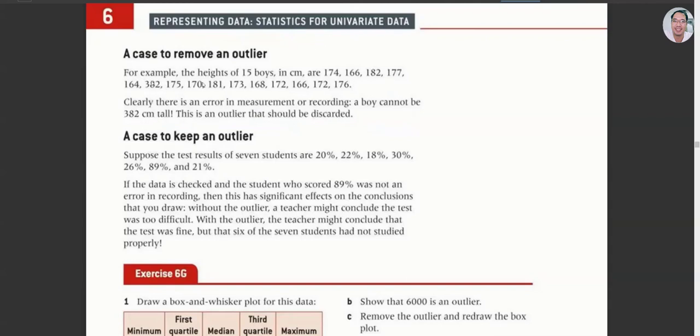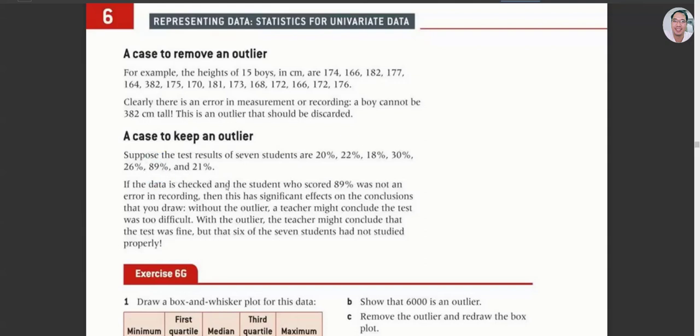There's like a giant person here, like a person coming from Mars. That is definitely an outlier, no argument. And in the case of a given outlier, suppose the test results of 7 students are these, 89% is extremely different from the others.